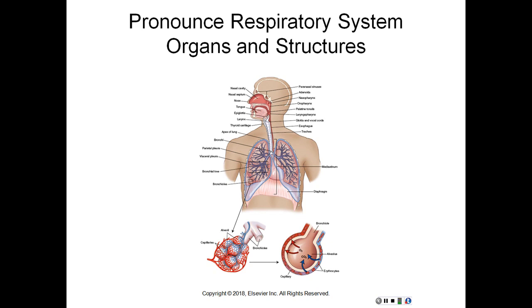Diaphragm, muscular partition that separates the thoracic cavity from the abdominal cavity. It aids in the breathing process by contracting and pulling air in, then relaxing and pushing air out. And then the mediastinum, space between the lungs. It contains the heart, esophagus, trachea, great blood vessels, and other structures.